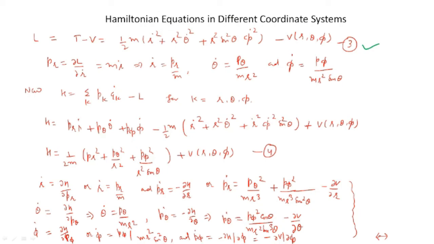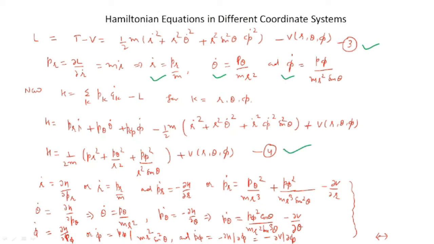Now we will find the generalized momenta, and those will be pr is equal to ∂L over ∂ṙ. So here we can find ṙ. Similarly here we can find θ̇ and φ̇ in terms of the generalized momenta. Now these values of ṙ, θ̇ and φ̇ will be written in equation number 3. So our Hamiltonian now becomes 1 upon 2m (pr² + pθ² upon r² + pφ² upon r² sin²θ) plus V(r, θ, φ). Let us say it is equation number 4.